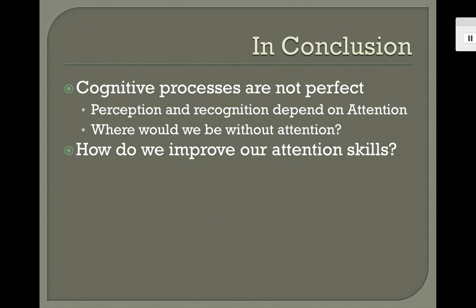So to wrap up our discussion in our lecture for this week, what is it that we're really taking away from this lecture? Number one, we find that cognitive processes are not perfect. In other words, our perception and our recognition ability is completely dependent on attention. If we're not able to focus our attention on a specific aspect of our event or scenario, it's going to be very difficult for us to identify that specific aspects may potentially change or even focus in on specific details associated with that stimulus.